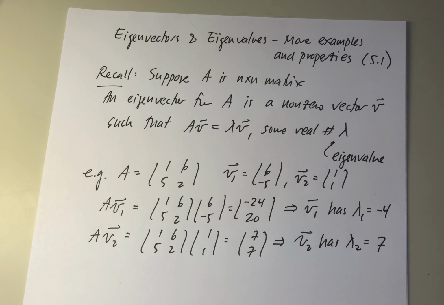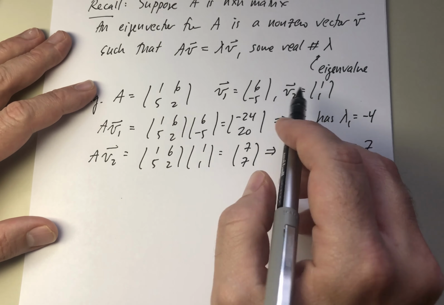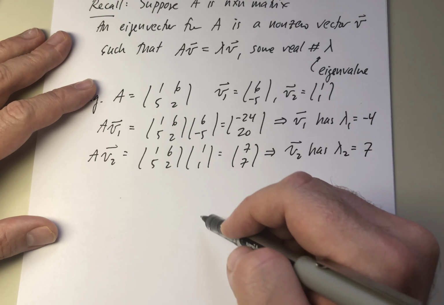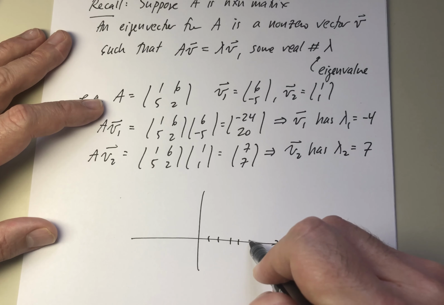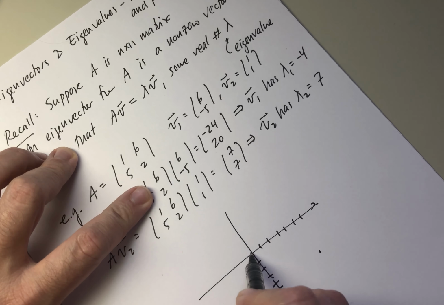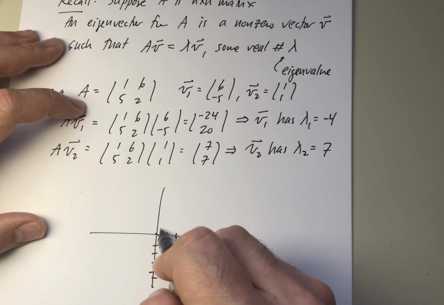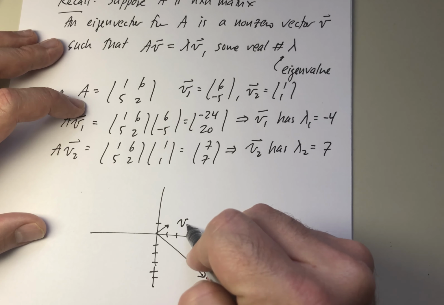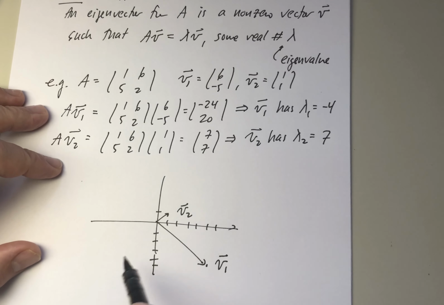And so just for a kind of picture here, what this is saying is, if you think about these two vectors, (6, -5) and (1, 1), let's draw a cartoon picture here. V1 is 1, 2, 3, 4, 5, 6, over, and 1, 2, 3, 4, 5, down. So this is the vector V1. And then the vector V2 is (1, 1). What this is saying is that if I apply A to either one of them, the resulting vector stays in that line determined by them.